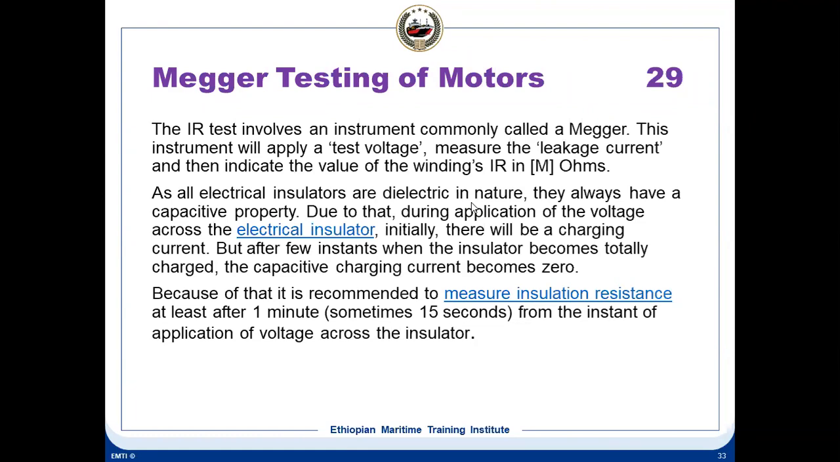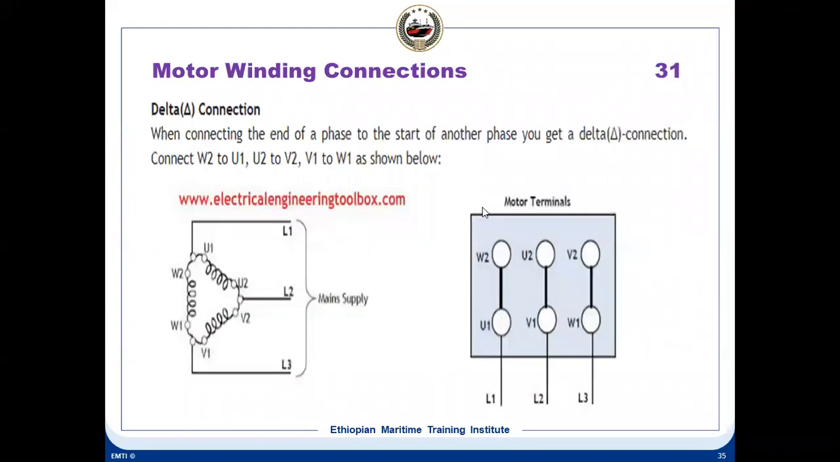All electrical insulators are dielectric in nature. They always have a capacitive property. So during the application of a voltage across an electrical insulator, there will be a charging current. This has to be taken care of. But after a few instants, the insulator becomes totally charged and the capacitive charging current becomes zero. So what are these currents?